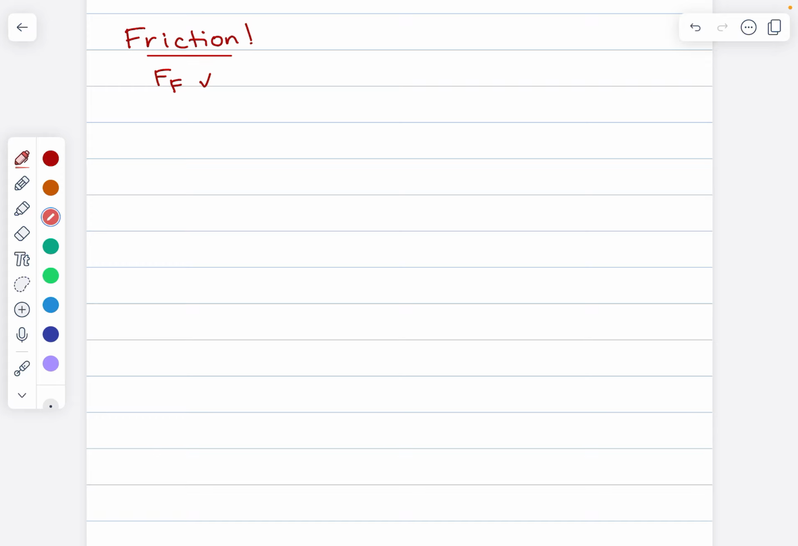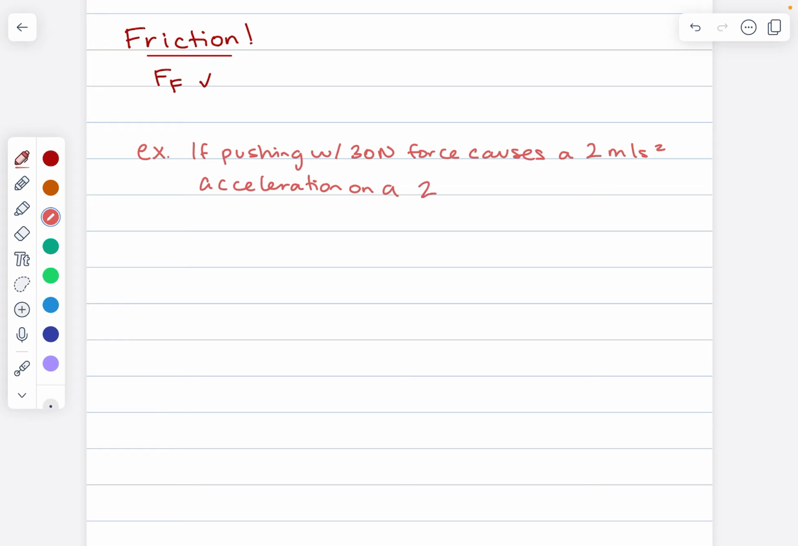A super fast example: if pushing with 30 newtons of force causes a 2 meters per second squared acceleration on a 2 kilogram box, what is the force of friction?